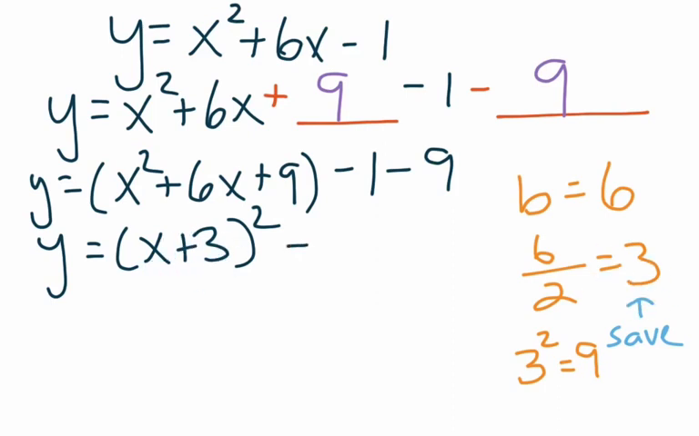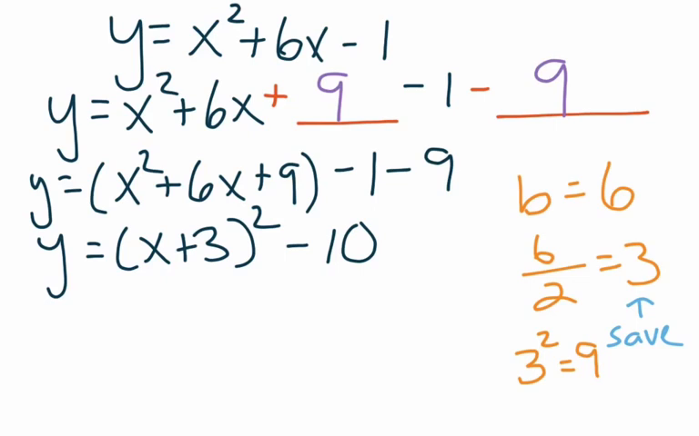And then -1 minus 9 is -10. And now I have it in vertex form. So this parabola here, where all I really know about it is that the y-intercept was -1, in vertex form, I can see that it goes left 3 and down 10. So the vertex would be (-3, -10). And now I've changed the form of that.